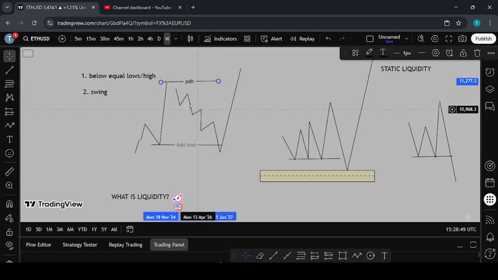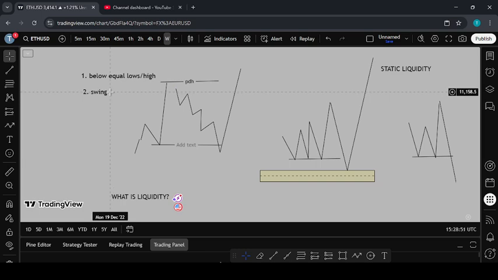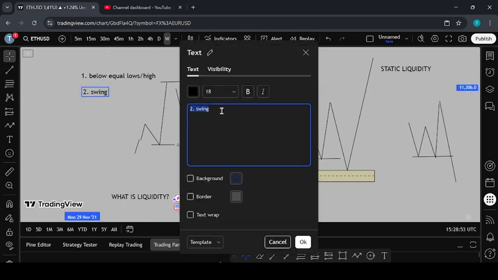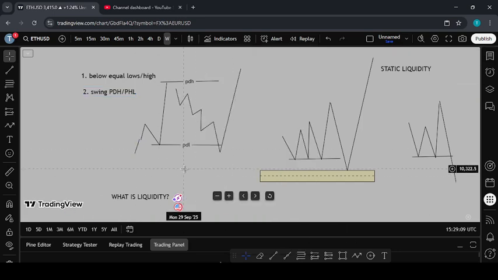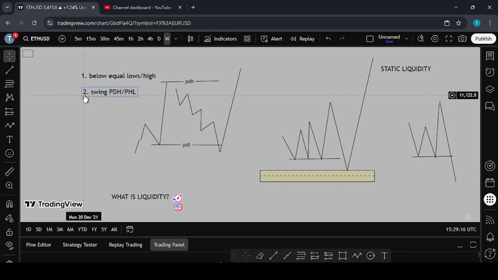So that's why I'm doing all this identification. Swing highs and lows of the previous daily candles are zones. So let me just put swing PDH slash swing PDL, previous daily low and previous daily high. Important you take note of that. Another area where we can find static liquidity is trend lines.